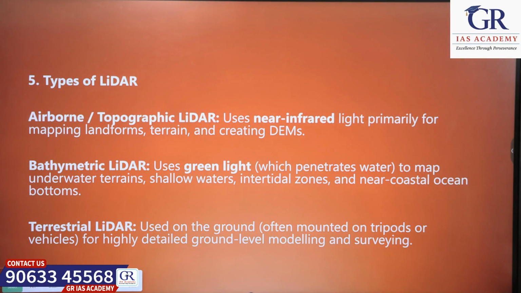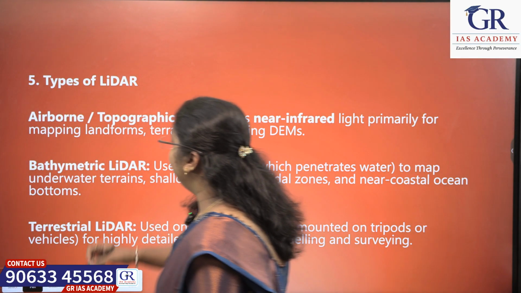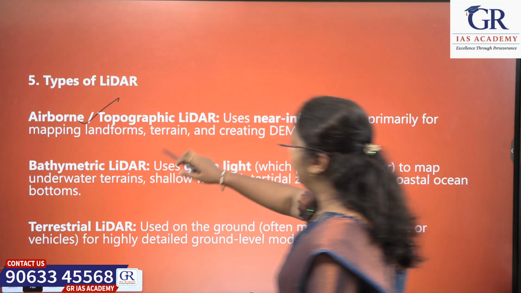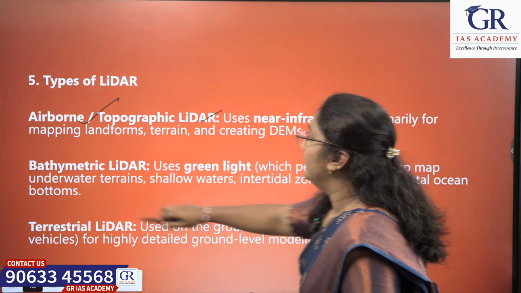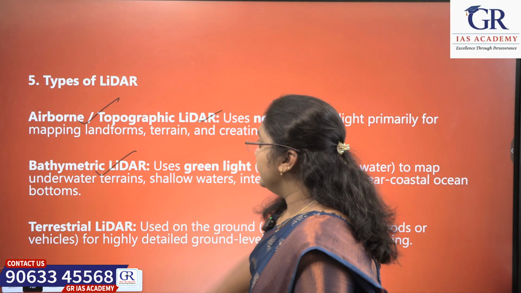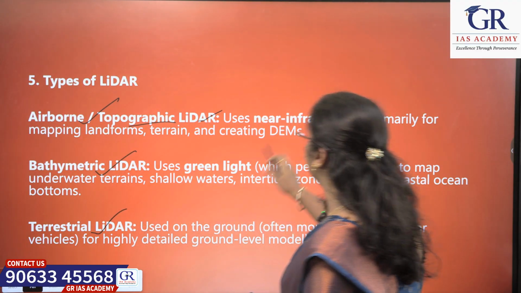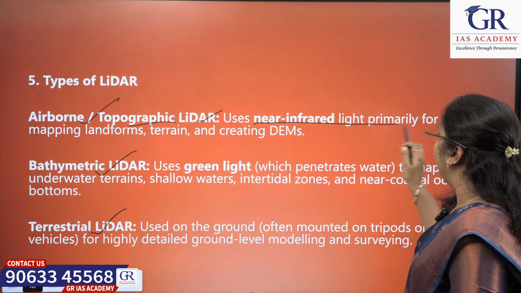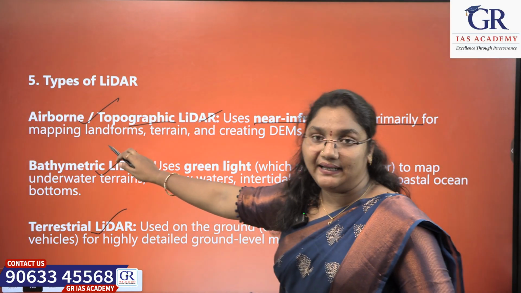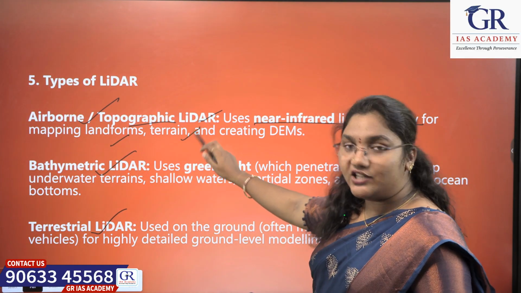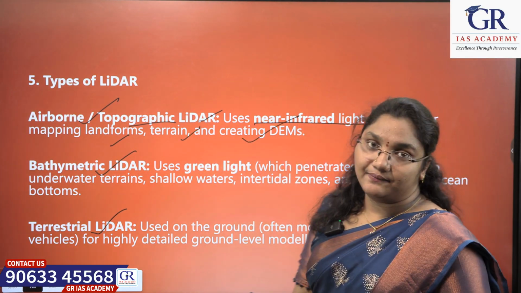Now, let's see what types of LiDARs we have. We have airborne or topographic LiDAR, bathymetric LiDARs, and terrestrial LiDARs. Airborne LiDARs use near infrared light primarily for mapping landforms, for terrain creation and creating DEMs.